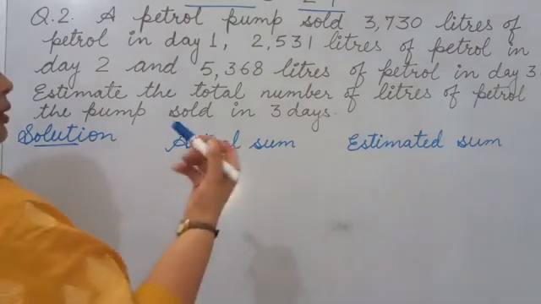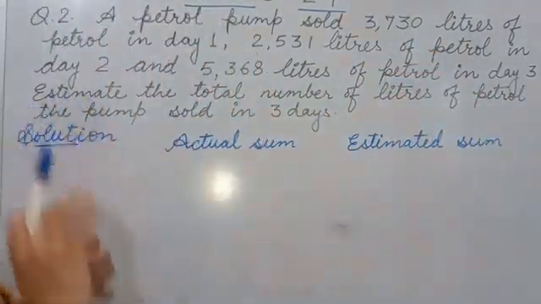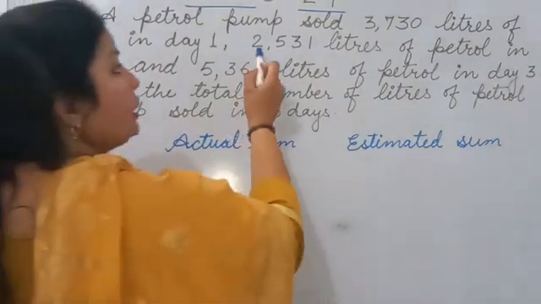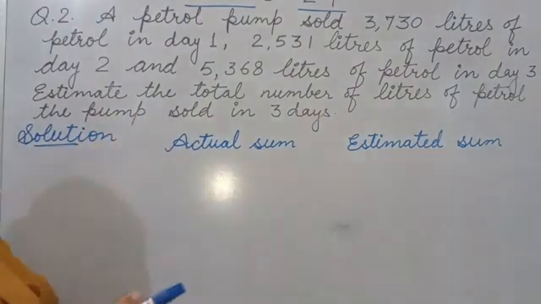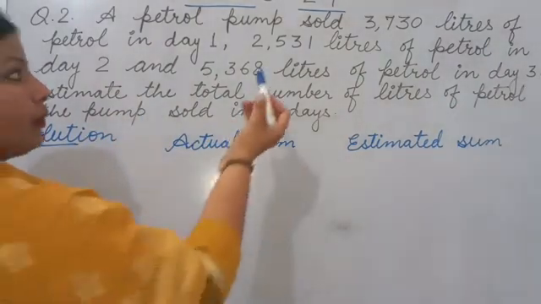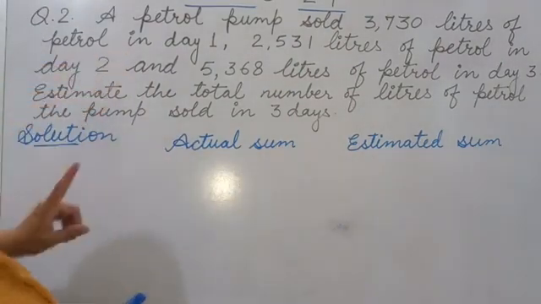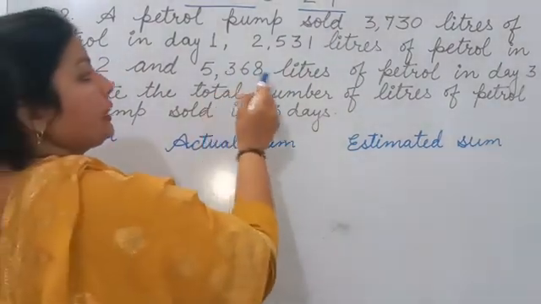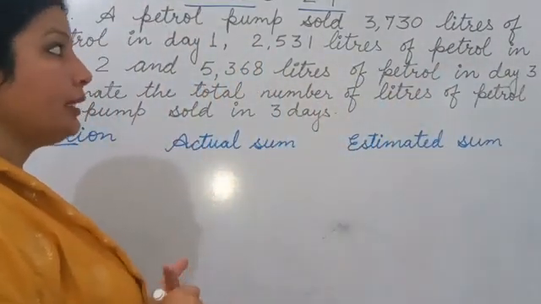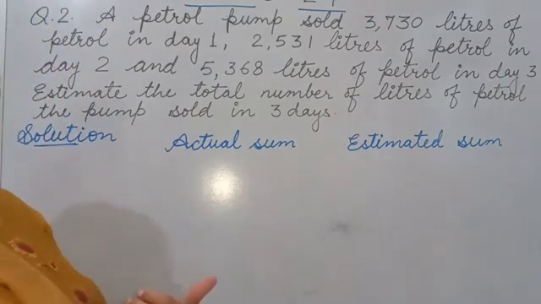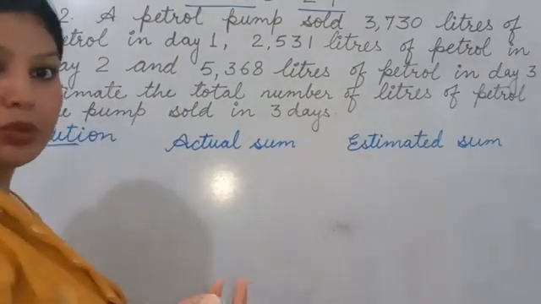Okay. So the pump sold 3,730 liters of petrol in the first day. Then 2,531 liters of petrol in day 2. The second day, it sold 2,531 liters. Okay. And now 5,368 liters of petrol in day 3. The third day, it sold 5,368 liters of petrol. Sold means बेचना (to sell).